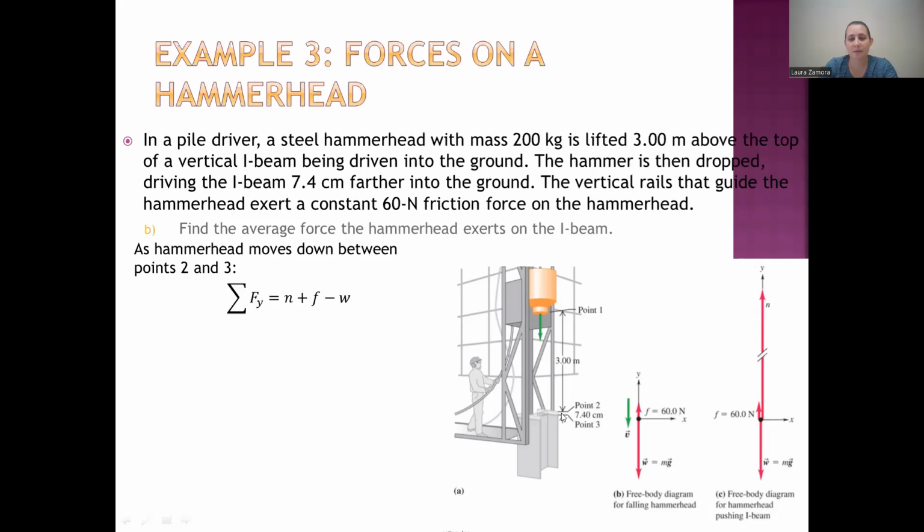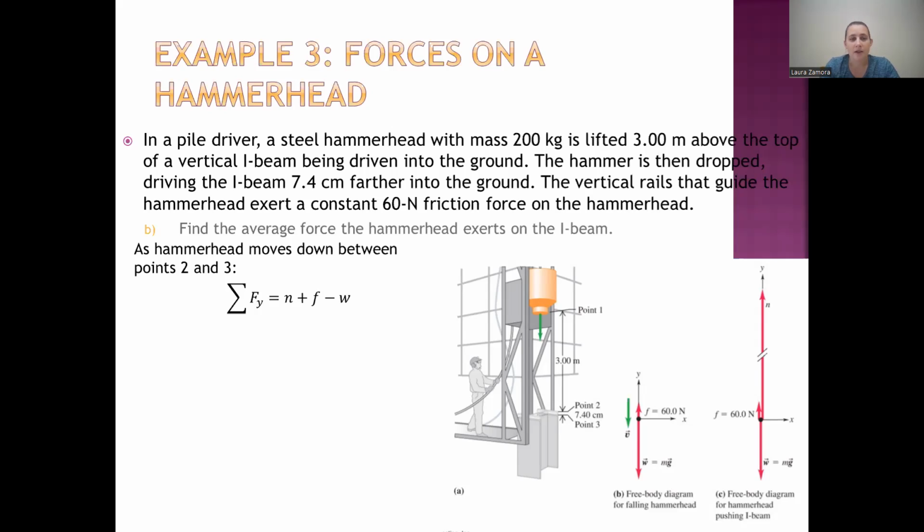So in this portion of its motion, remember, we're going to be looking at this free body diagram over here, figure C. Because now not only do we have the weight or the force of gravity pulling the hammerhead down, we also have the force of friction opposing that motion, so up the rails. And since the hammerhead is now contacting the I-beam, we have that normal force, that supporting force from the I-beam holding up the hammerhead as it hits. So now we have 3 forces that we're dealing with instead of just 2 like we did when it was falling.